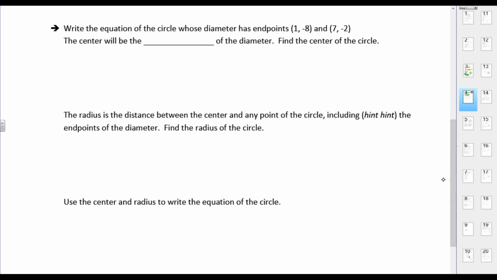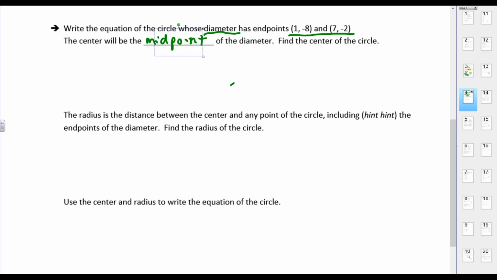In this next one, I'm given a diameter of my circle and the endpoints of that diameter, and I want to find the equation of the circle with that diameter. Well, the center will always end up being the midpoint of any diameter. So if I want to find the center, I'm simply going to use my midpoint equation.